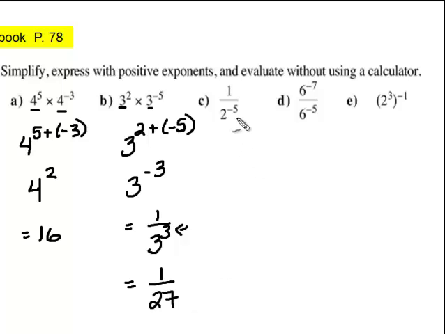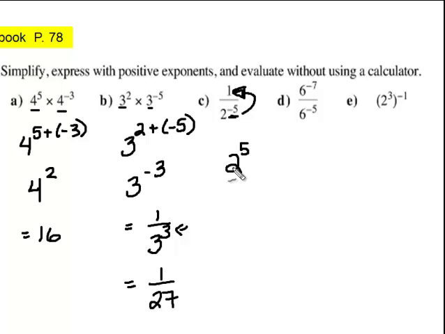In the next part, they do have a number in the denominator that has a negative exponent, so I also have to change its location if I'm going to make that positive. So what used to be a fraction, 1 over 2 to the negative 5th, really just has a value of 2 to the 5th. So whenever you see a negative exponent, you can change its location to make it positive.